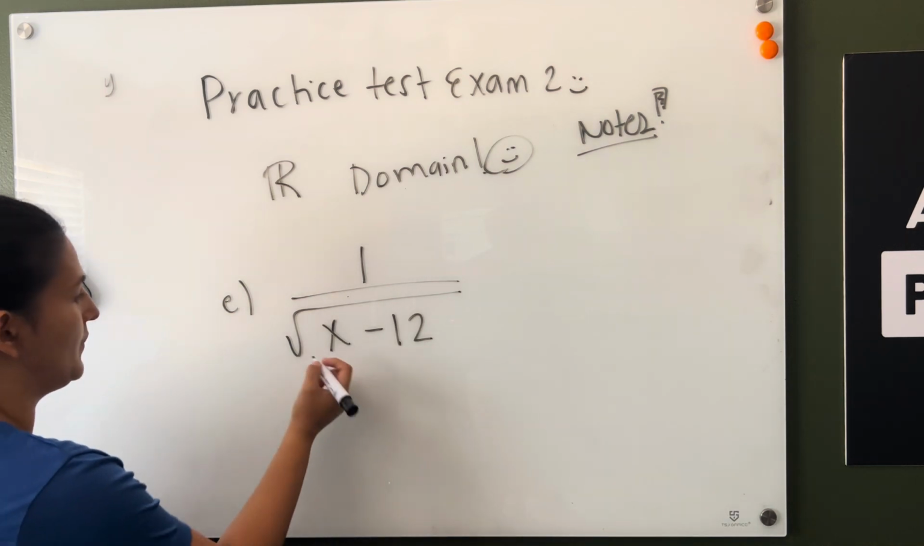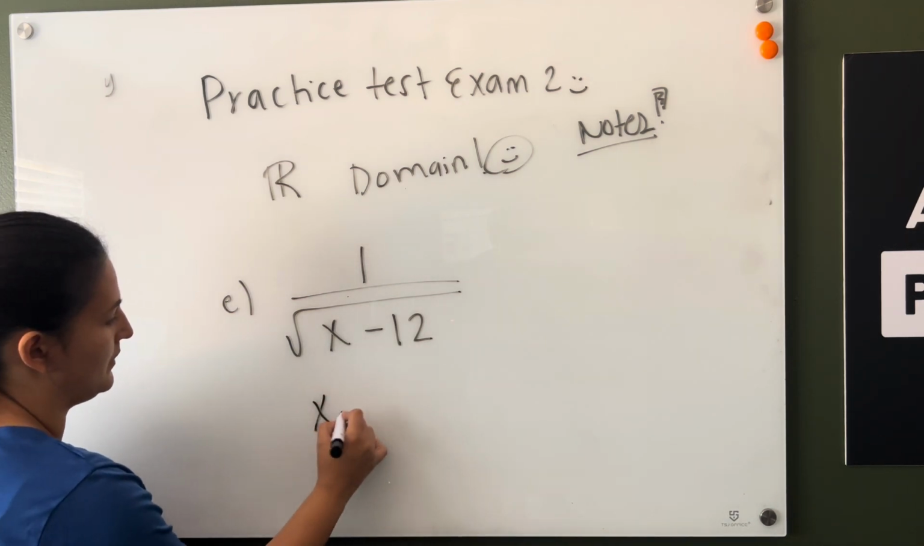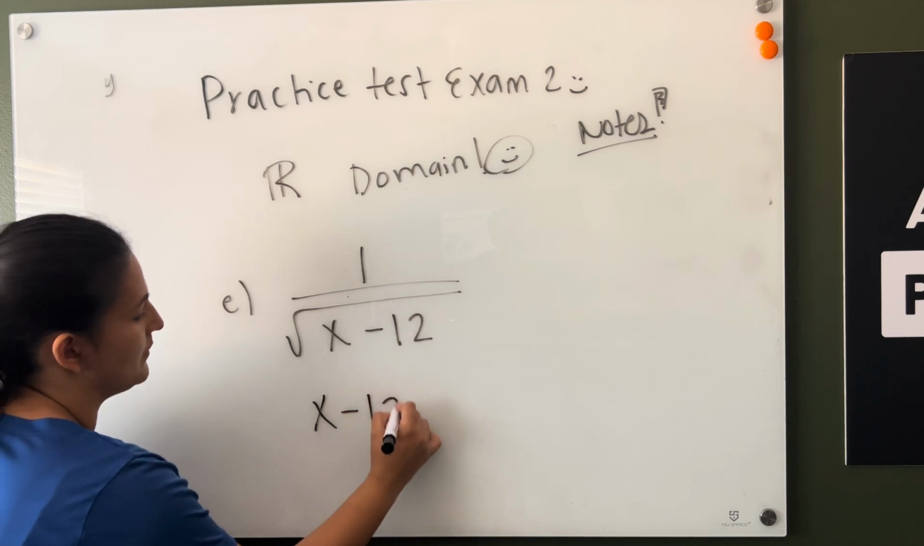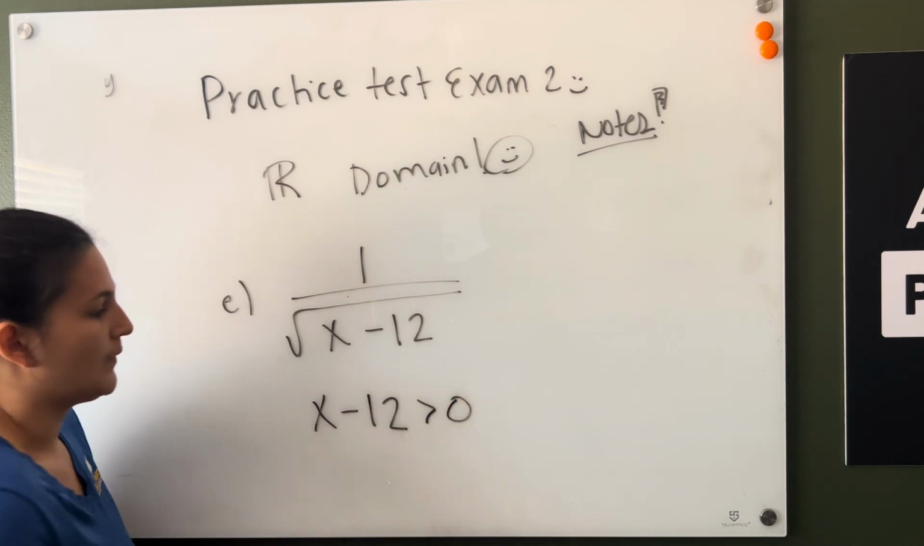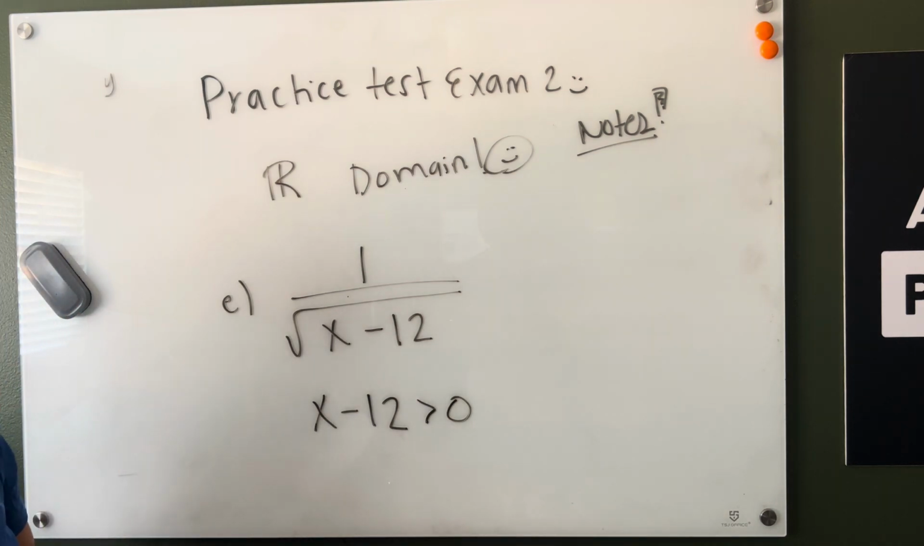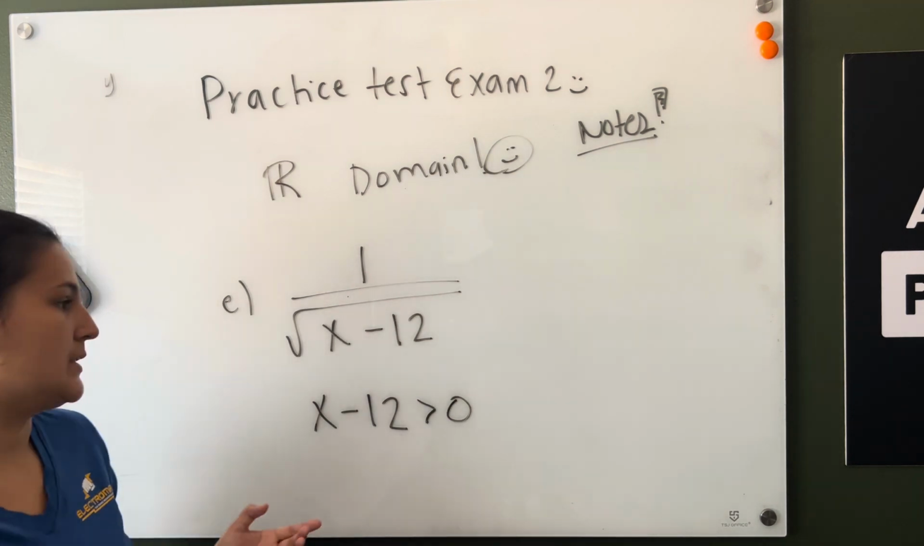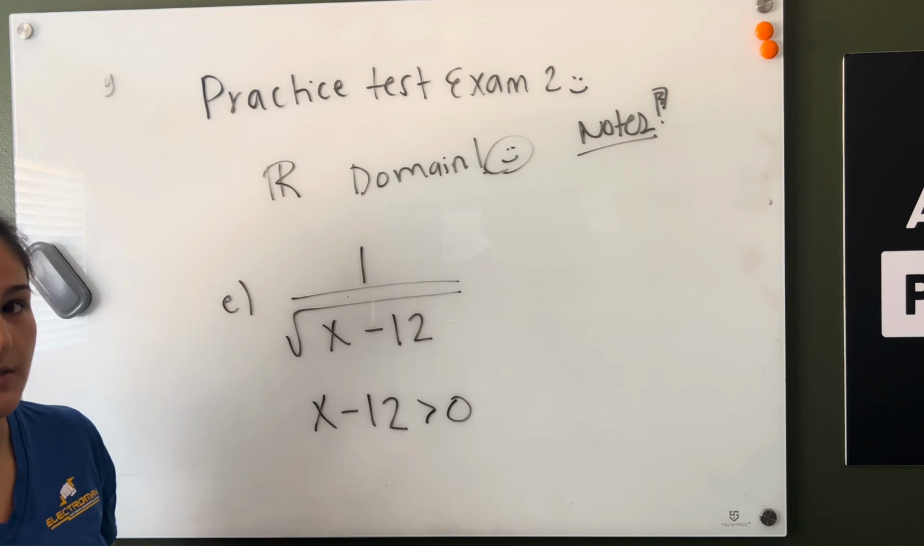So what are we going to do? We're going to make sure that the inside number, this is some number, right? So this number, x minus 12, I want it to be greater than 0. Usually it's greater than or equal to 0 because I'm okay with zeros and I'm okay with positive numbers in a square root, right? That wouldn't give me imaginary.